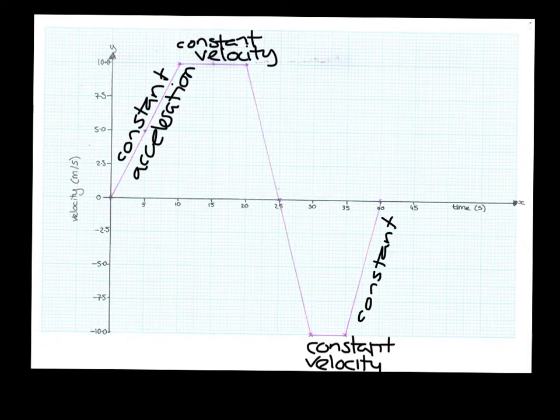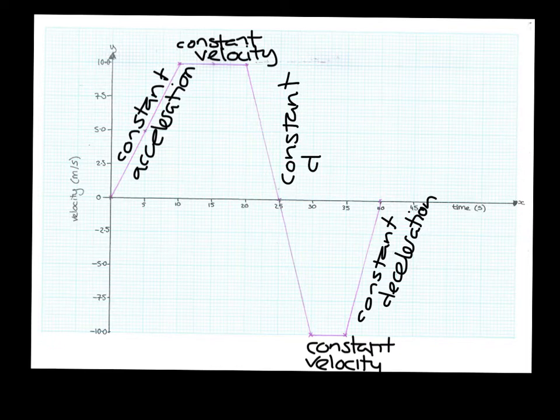constant deceleration here and here. And on this section here, because the magnitude of the velocity is getting bigger, you could say that you've got constant acceleration, but really important to realise that because we've got negative values of velocity, we're travelling in the opposite direction.